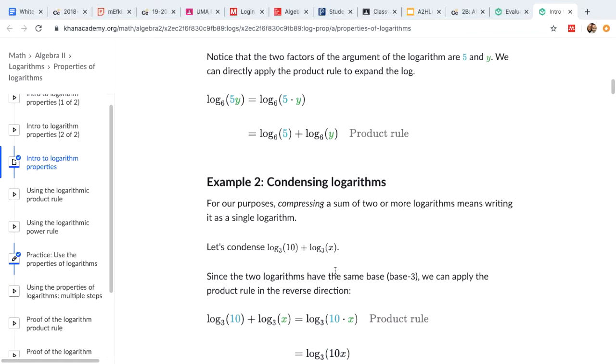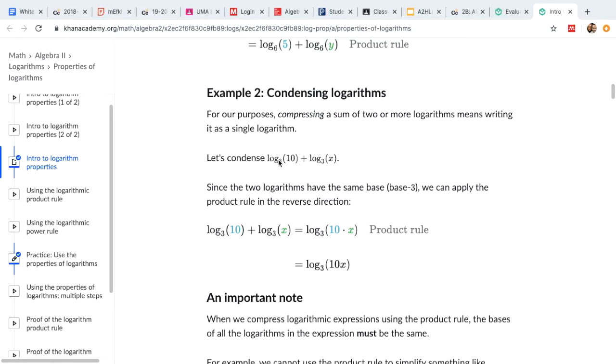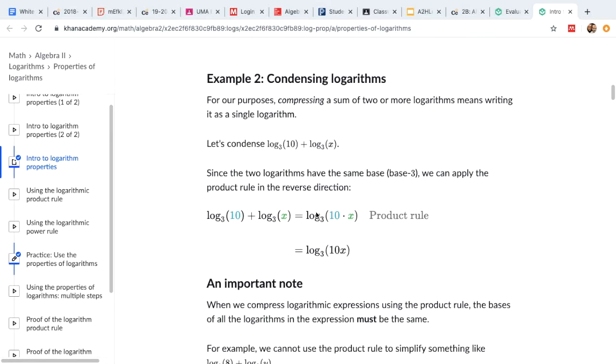Now, if they're asking us to condense it, then usually you're going to be given an addition or a subtraction problem. We're going to do addition because we're still looking at our product rule. And if we're adding logs with the exact same bases, we're going to work backwards. If we add them, we're going to take the two numbers inside and multiply. That's our product rule. So log base 3 means our answer is going to have a log base 3. And then we're going to do 10 times x, so 10x. And that's condensing versus expanding.